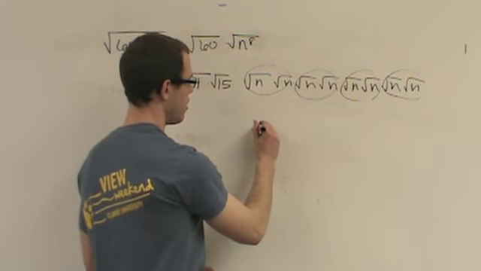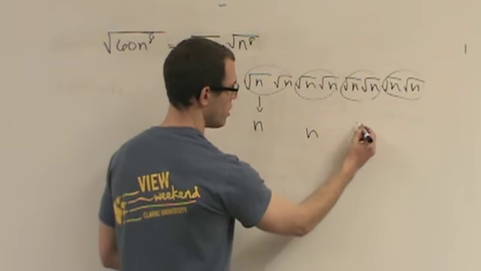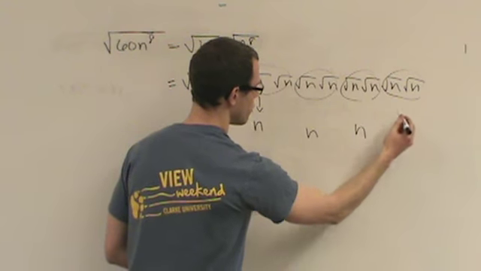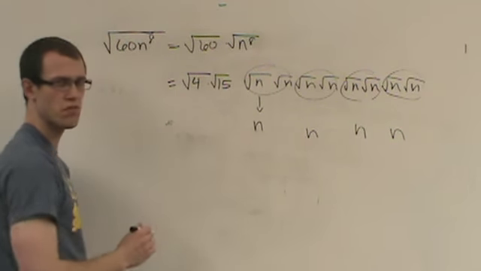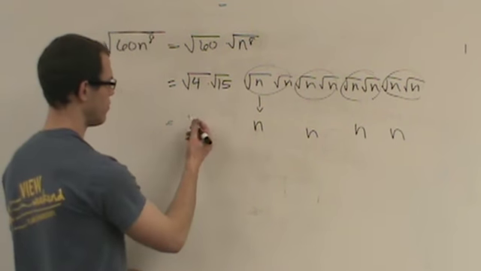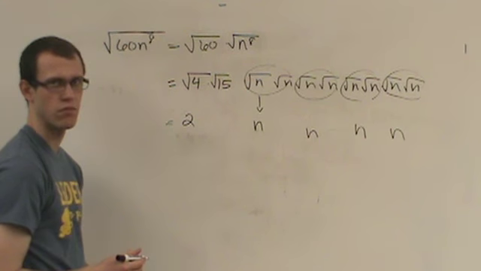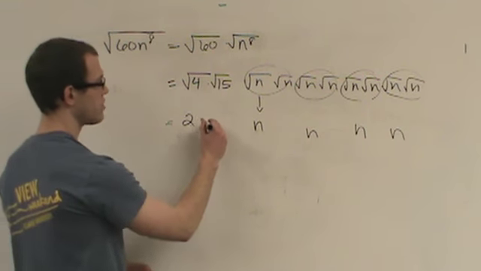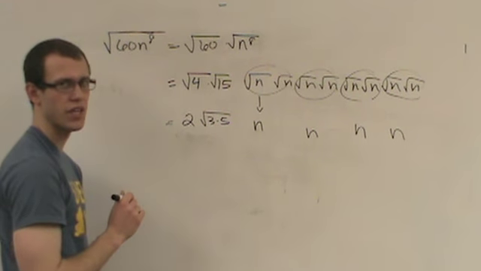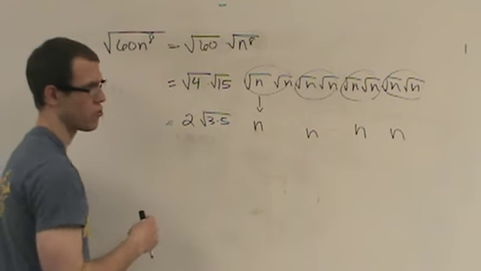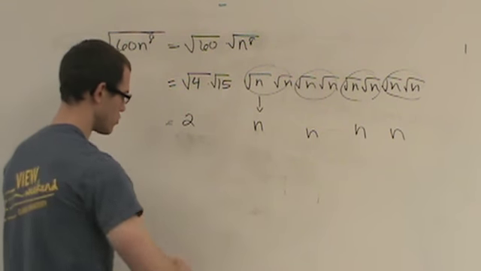That means that an n goes here from that pair, then it goes here from that pair, then it goes here from that pair, and an n goes here from that pair. Now we go back to our numbers. Can we simplify the square root of 4? Yeah, we can. We can say it's 2. What about the square root of 15? Well, that's the square root of 3 times 5, but we don't have a square root of 3 or a square root of 5 left over. So we can't form a pair. So what am I going to do? I'm just going to leave that as the square root of 15.